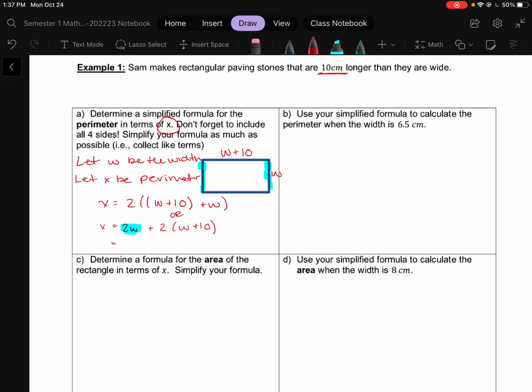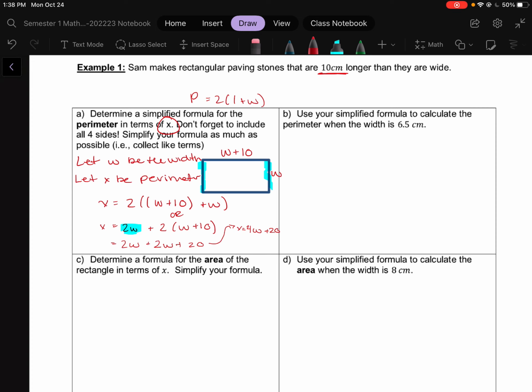Then we need to simplify this. So we're going to keep our 2W and then 2 bracket W plus 10. So we're going to expand. So it's going to be 2W plus 20. And then we're going to solve it as X equals 4W plus 20. Okay, so either or, we just need to make sure our expression is as simplified as possible. So this is what our equation would be. Remember, as always, perimeter is going to be 2 bracket length plus width. Okay, so that is why we used our equation like that.